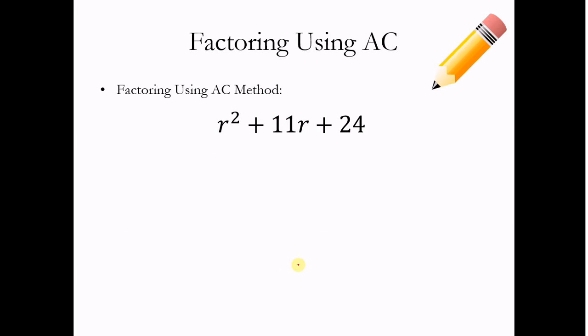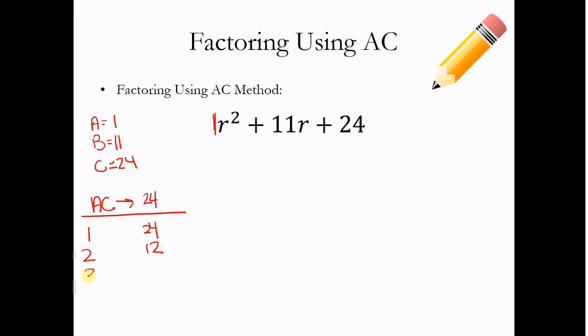Let's try this one. So, very first thing, A, B, and C. A is 1, because there's no number here. If there is not a number here, you're always going to have a 1 there. B is 11, C is 24. So A times C is 24. So now, let's list the factors of 24. Very first one, 1 and 24. Never forget that. I find a lot of students forget those ones. 2 and 12, 3 and 8, 4 and 6.